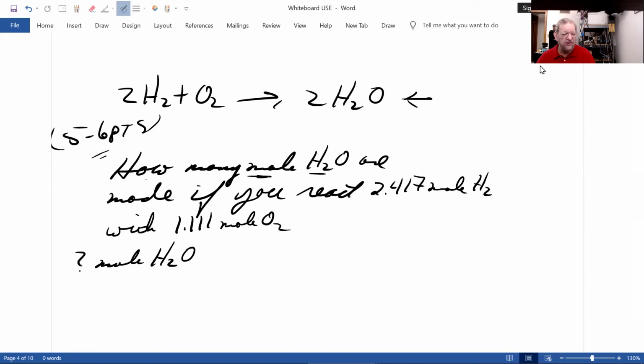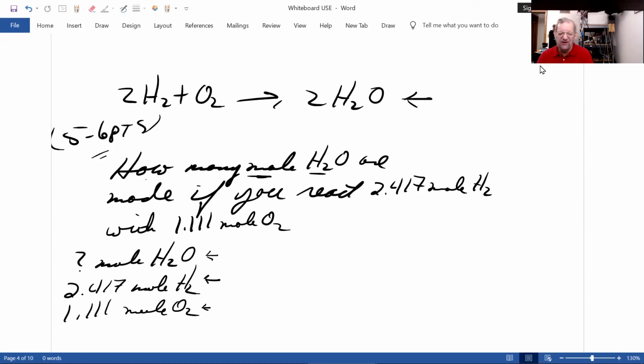You're being asked to find how many moles of water. You're given 2.417 moles of hydrogen and 1.111 moles of oxygen. And how do you do that? You determine for each reactant separately how many moles of the product. Now, if Dr. White were cruel, he'd make you do this in grams, but I've already done the previous one in grams, so I usually never do that. Some instructors do, but I don't. So you're going to have two calculations. The first one starts with one of the reactants, and you want to figure out how many moles of the product.